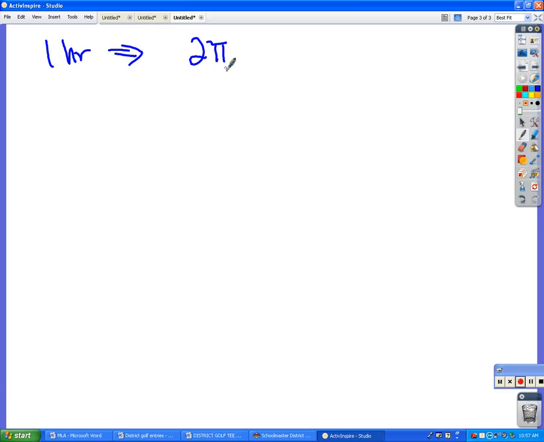So if it takes 24 hours for it to go all the way around, in 1 hour, how do you figure out how many radians it has gone? Divided by 24. Thank you. Divided by 24 because it's gone a 24th of the way around the circle, right?